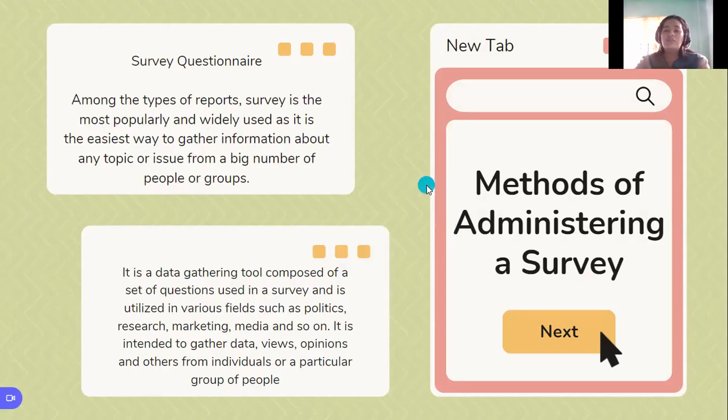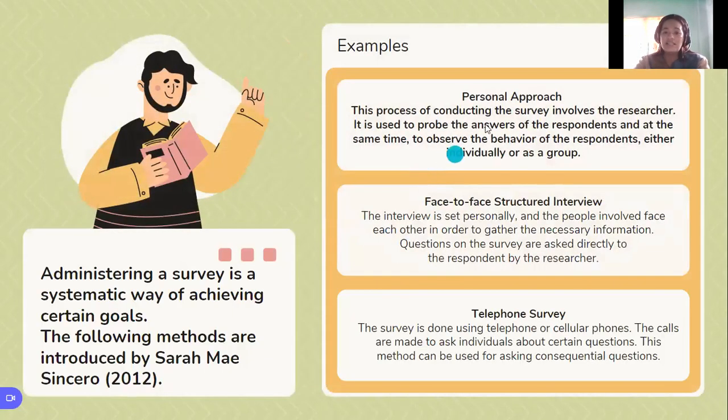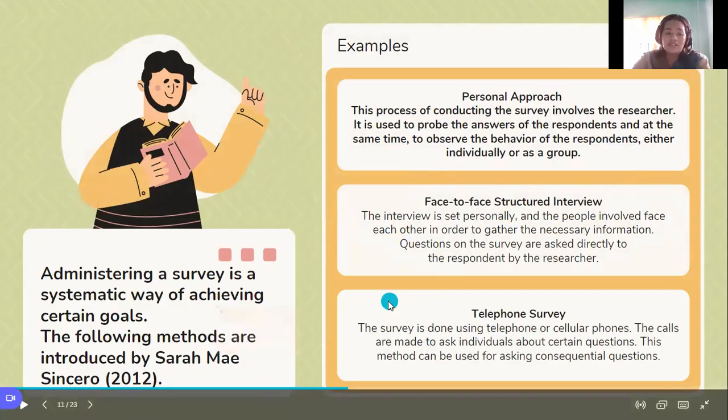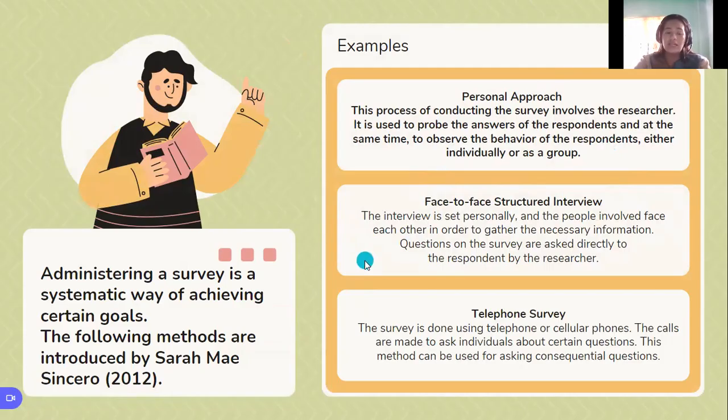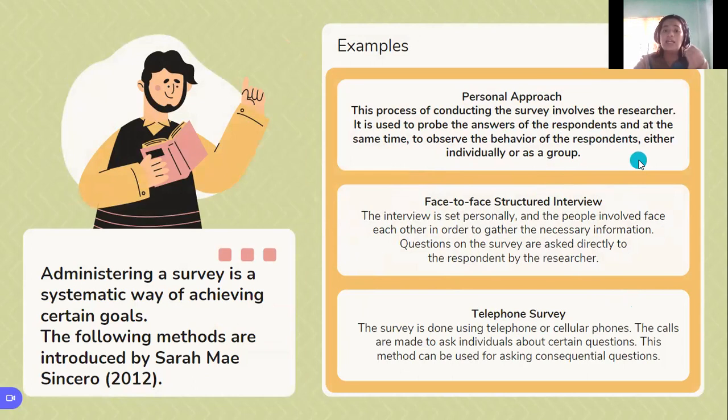Okay, so there are different methods of administering a survey. The methods are the following. First is the personal approach. This is according to Sarah Mason Serra of 2012. Administering a survey is a systematic way of achieving certain goals. And the first part which she introduced is the personal approach, which has two phases. These are face-to-face structured interview and telephone survey. For personal approach, this process of conducting the survey involves the researcher. It is used to probe the answers of the respondents and at the same time to observe the behavior of the respondents either individually or as a group.